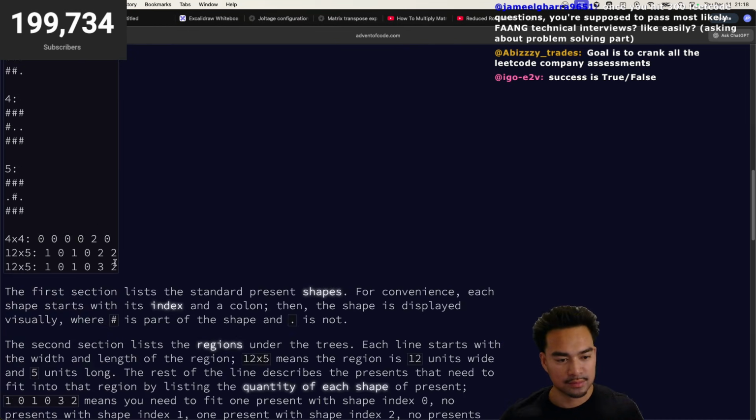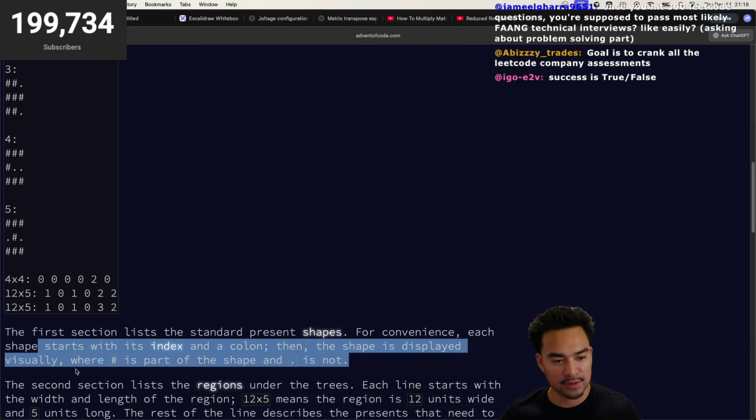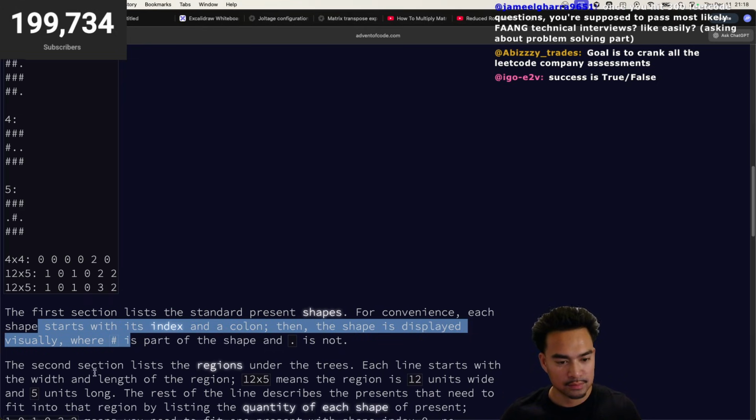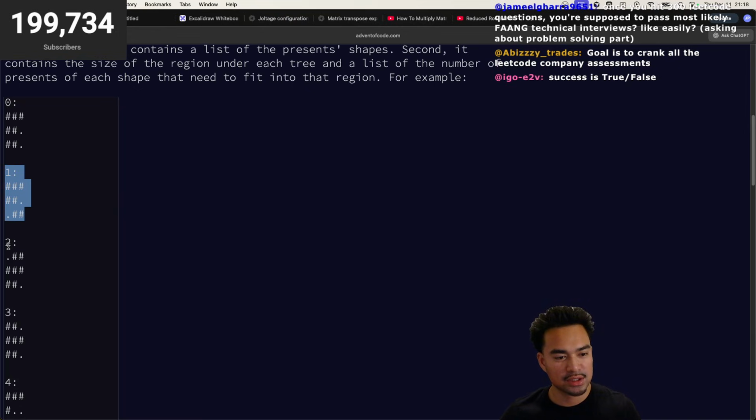Okay, I see. So the first section lists the standard present shapes. For convenience, each shape starts with its index and a colon. Then the shape is displayed visually. Okay, so this is the shape of 0. This is the shape of 1. This is the shape of 2. Oh, we're probably going to have to make them fit under the tree in a weird way.